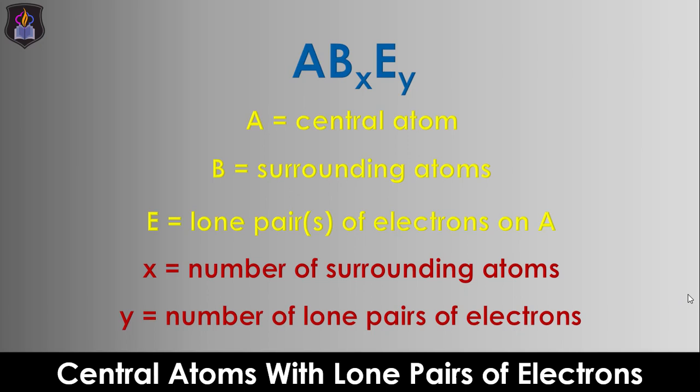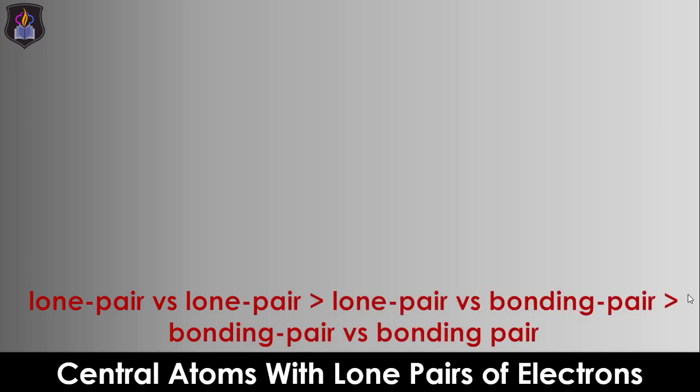Here, our focus shall be on the molecules that have not more than 3 surrounding atoms and not more than 2 lone pairs of electrons. It is important to note that, according to the VSEPR model, the order of repulsion of electron pairs around a central atom is strongest between lone pairs and weakest between bonding pairs.